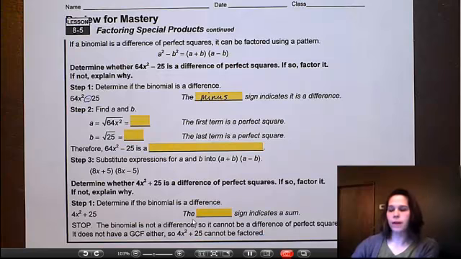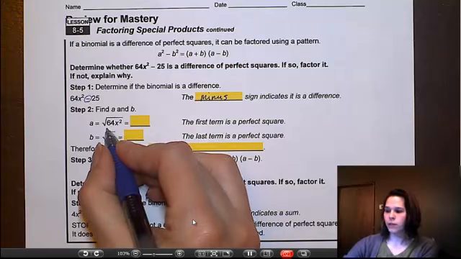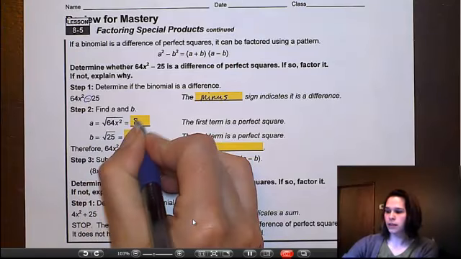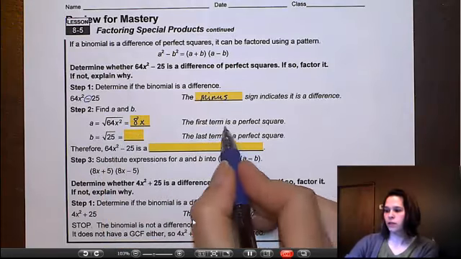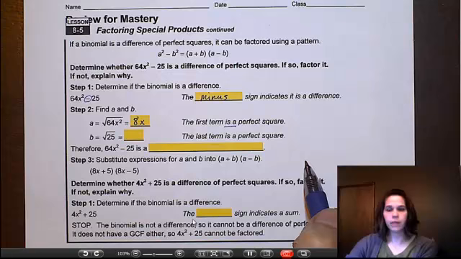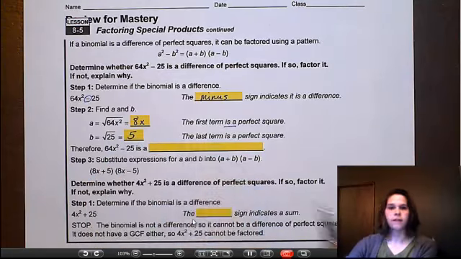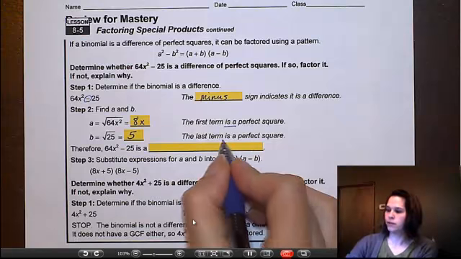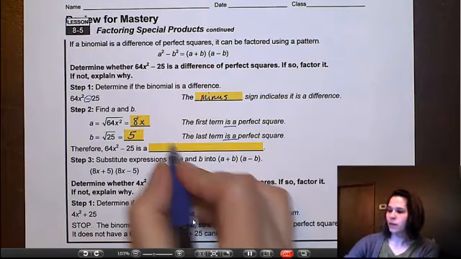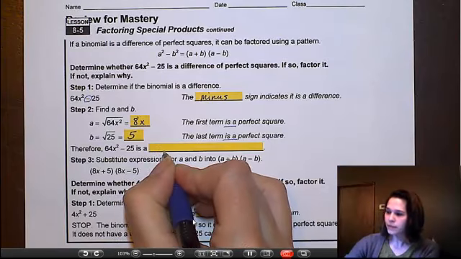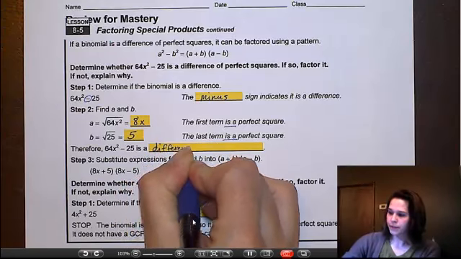So next we're going to find a and b. And it's the same steps from the first half of 8.5. The square root of 64 is 8. The square root of x squared is x. So the first term is a perfect square. Let's check the last term. The square root of 25 is 5. The last term is a perfect square. Easy as that. 64x squared minus 25 is a difference of perfect squares.